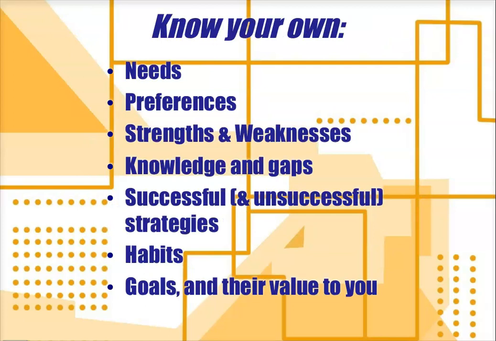So, what does that mean? Every person should know as well as they can their own needs, their preferences in learning, their strengths and their weaknesses. What kind of learning are you good at? What aren't you good at? Your own knowledge and the gaps in your knowledge. What are the things you know about? What are the things you still need to know? When are you successful and when aren't you successful at doing things? What strategies work for you?